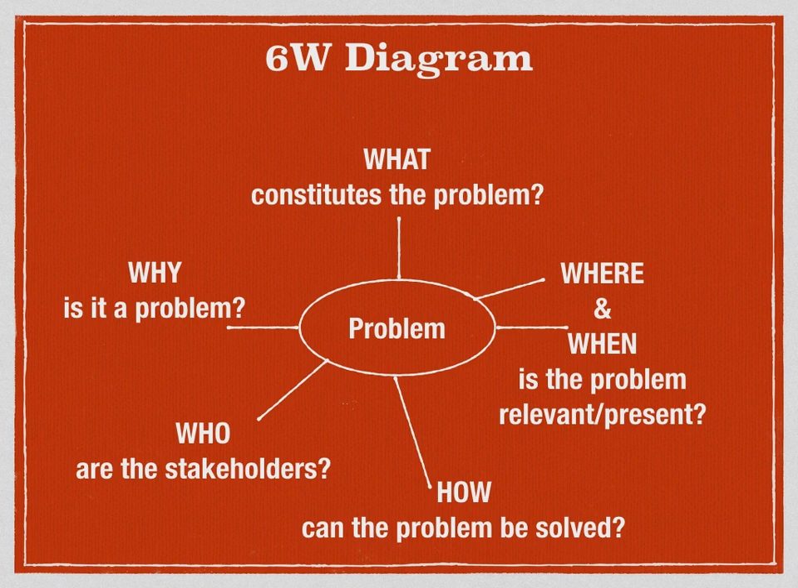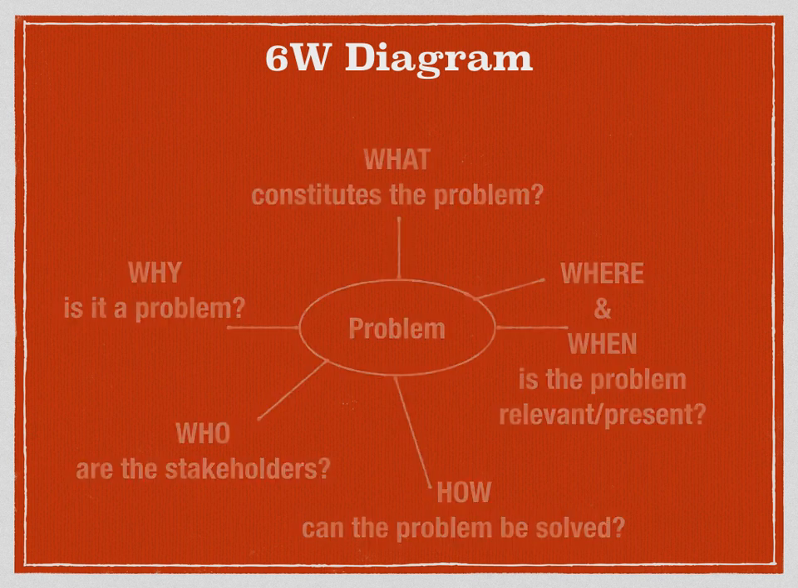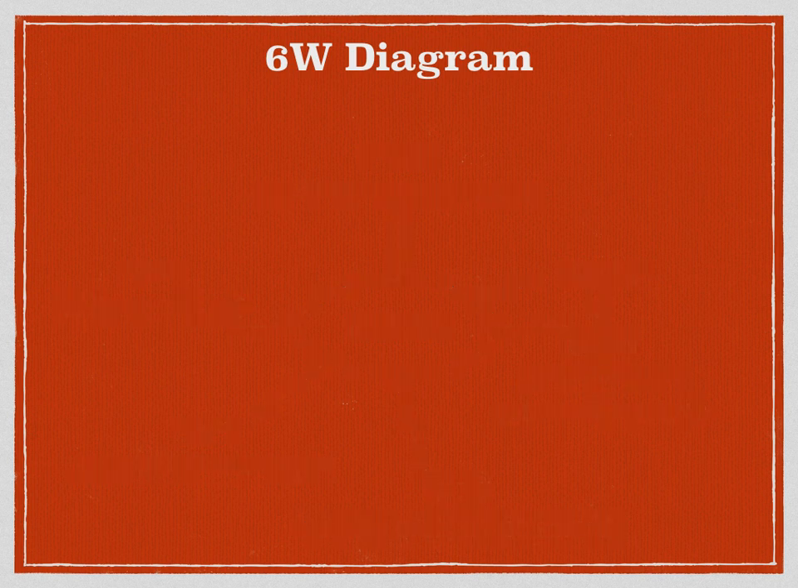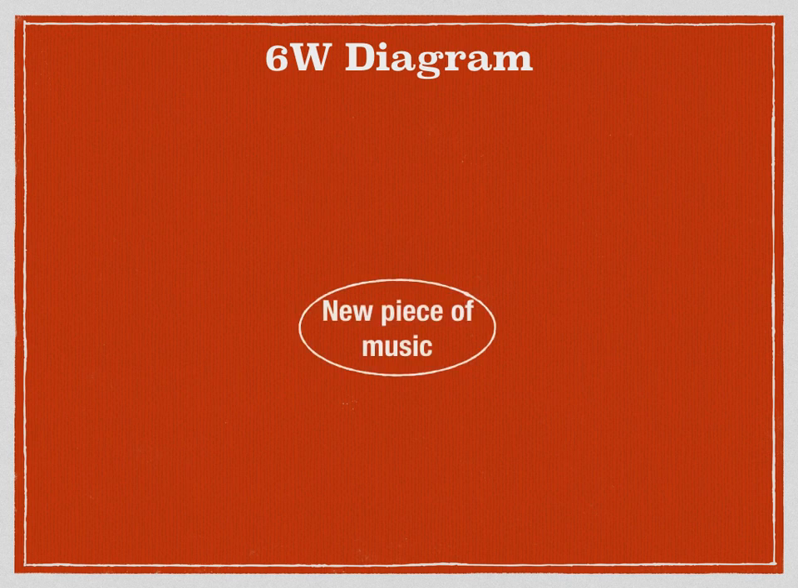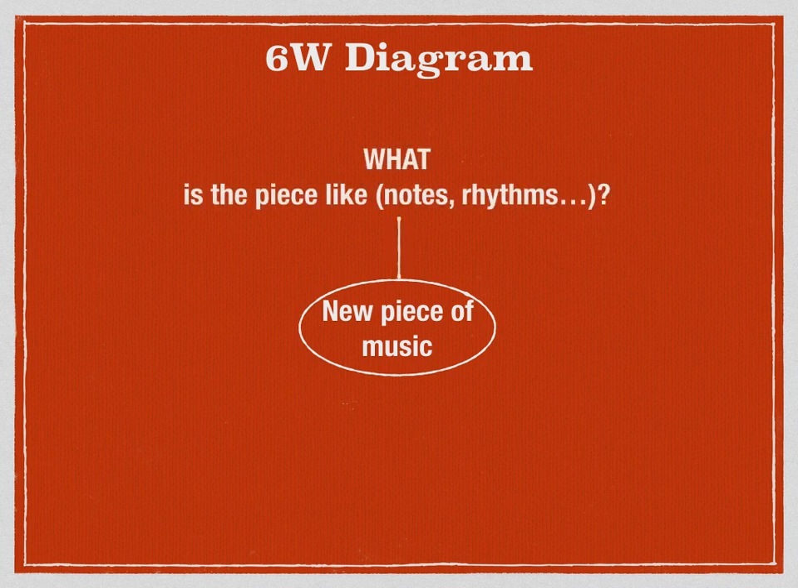But if we take this model, so this is the way that the engineering students are prompted to work, and transfer that to the rock band, well, what do we have at the center of the creative process? We have some idea of a new piece of music that the group is working on. So the questions here are: what is the piece like, notes, rhythms, whatever is included in it.